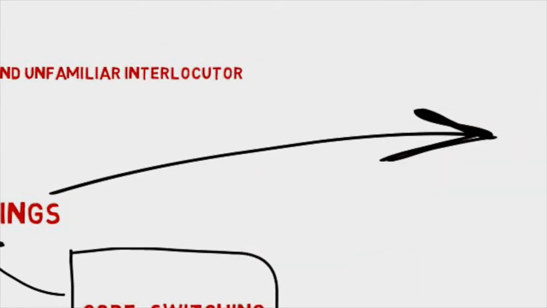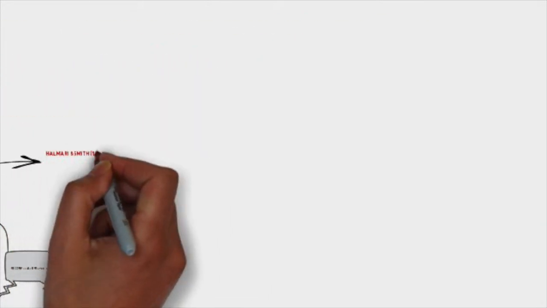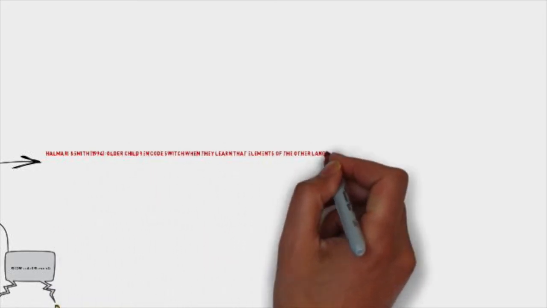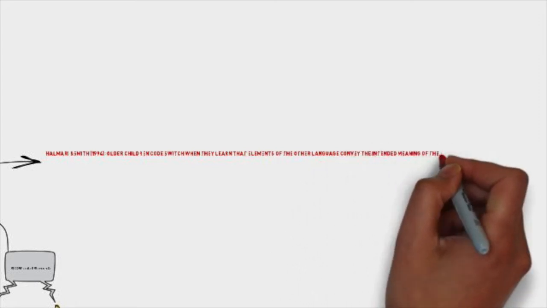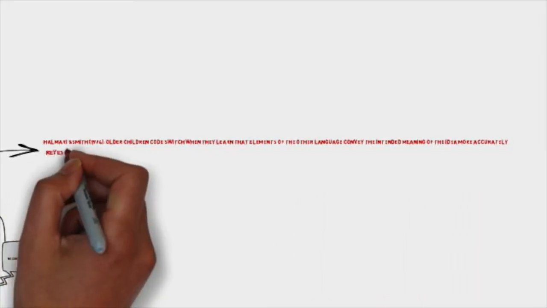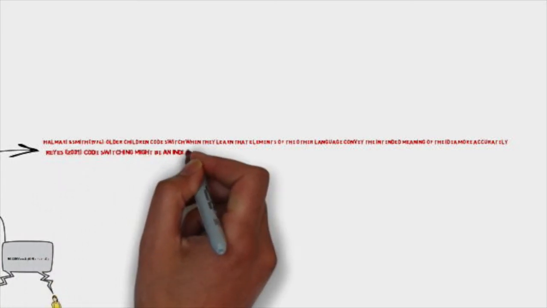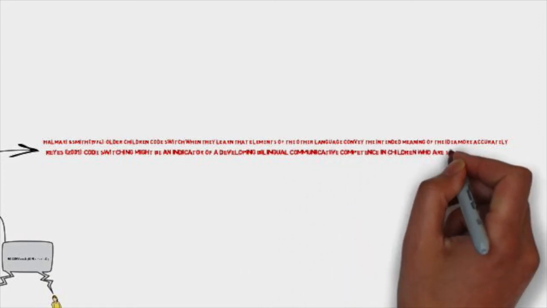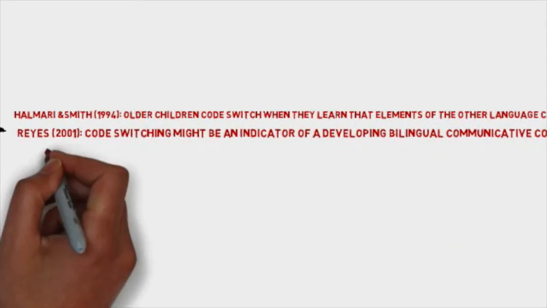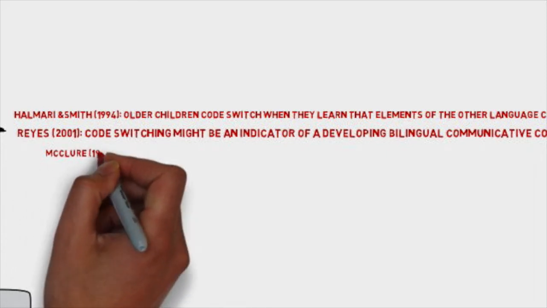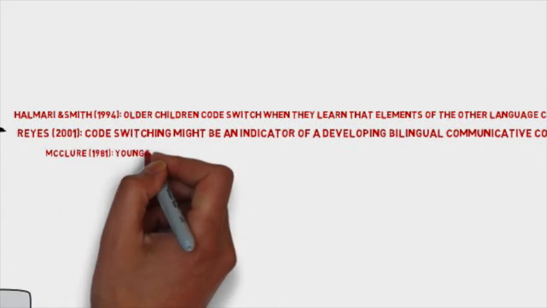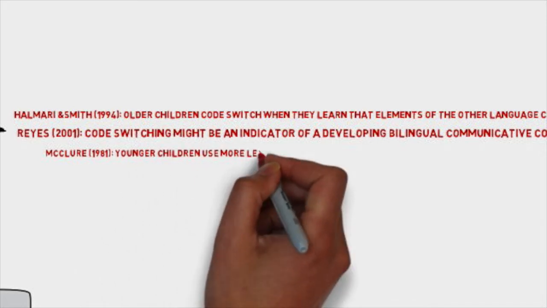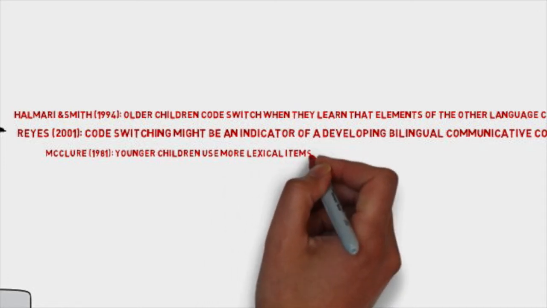Other research findings have also indicated that older children code switch when they learn that elements of the other language convey the meaning of the intended message more accurately. This finding by Halmari and Smith may provide substantiation for a study conducted by Reyes, who found that code switching may be an indication of the development of a bilingual communicative competence in children who are currently learning a second language. A separate study conducted by McClure on young Spanish-English bilinguals reported that younger children showed more lexical item code switch than older children.